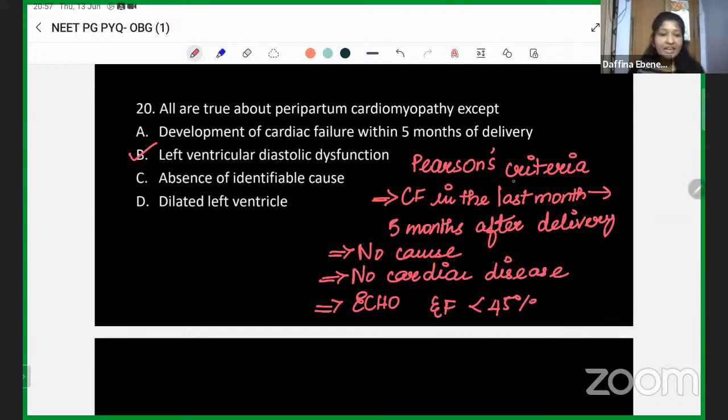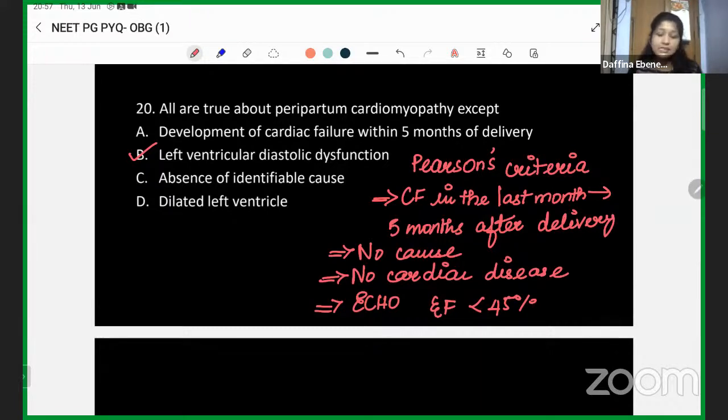So it's a form of dilated cardiomyopathy that manifests as left ventricular systolic dysfunction. This will more commonly begin in the last month of pregnancy till 5 months after delivery. There should be no cause, no cardiac predisposing disease should be there, and echo criteria, ejection fraction should be less than 45%. Okay.